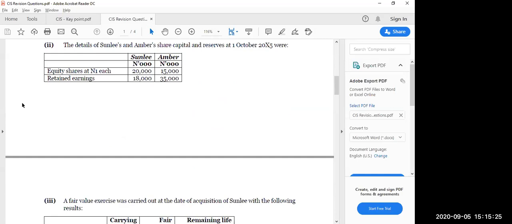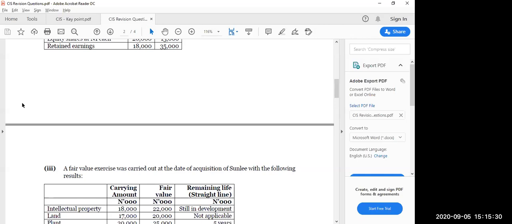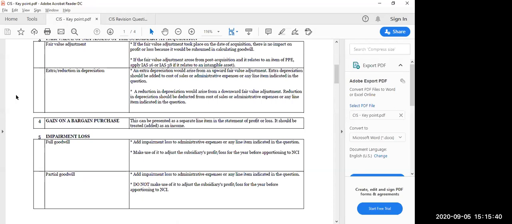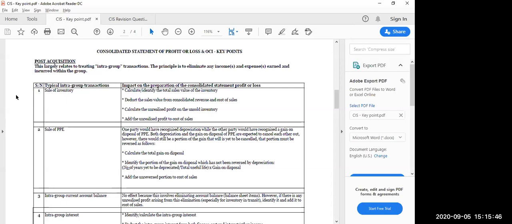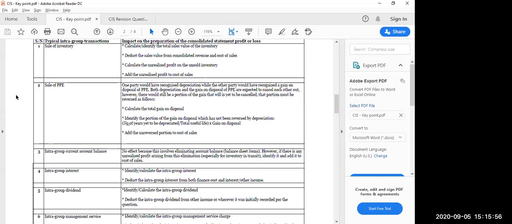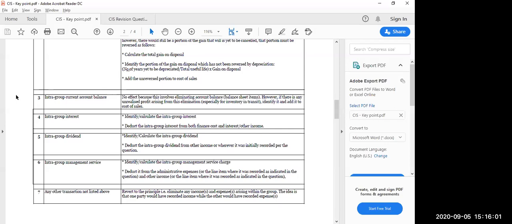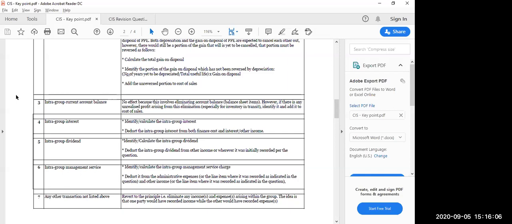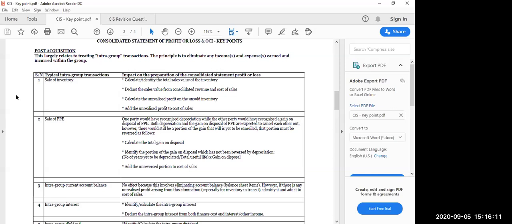Remember what we said, that once you are done with dealing with the items relating to goodwill, you are done with acquisition. That will now take you to post-acquisition. And post-acquisition are majorly intra-group transactions. There are typical intra-group transactions you will see in all these questions. Number one is sale of inventory. Number two is sale of PPE. We have intra-group current account balance, intra-group interest, intra-group dividend, and the likes. But the principle is that any income, any expense, any profit earned within the group must be completely eliminated. That is the principle.